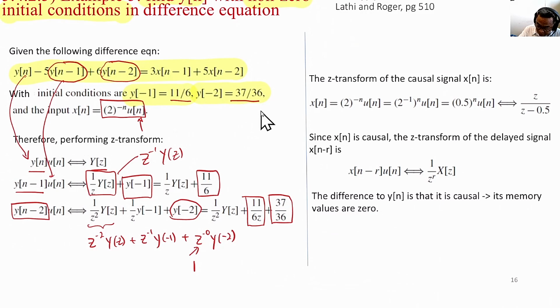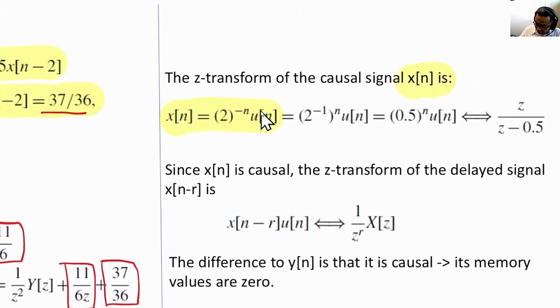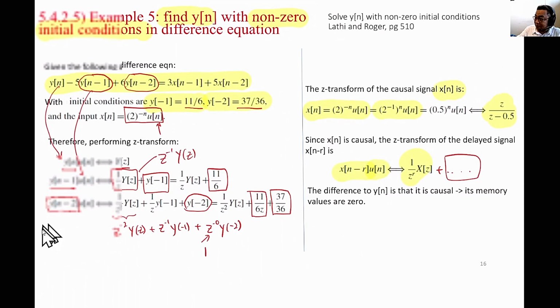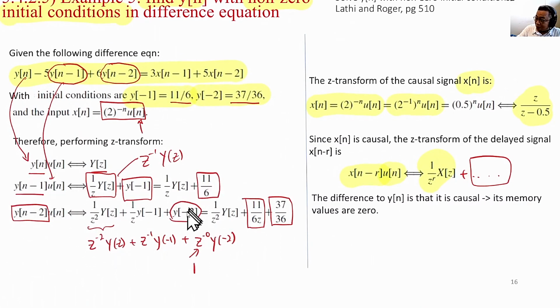Alright, now let's find the z transform of the causal signal. It is this, and therefore you can work it out, and the answer is z over z minus 0.5 as the z transform. Now, because this is a causal signal, it has no past values, therefore the z transform of x[n-r] is simply this. There is no additional terms like in the previous illustration for y[n], because while y[n] has initial conditions, this does not, because this is a causal signal only.